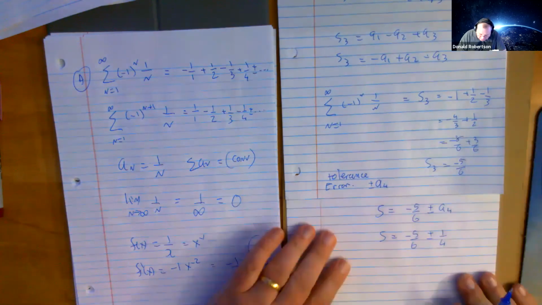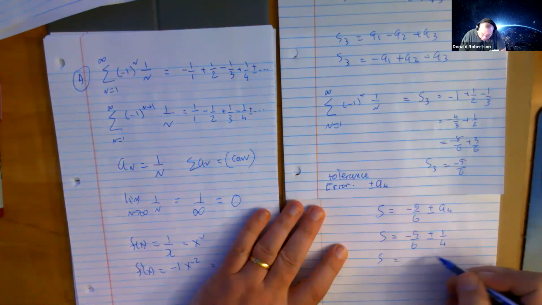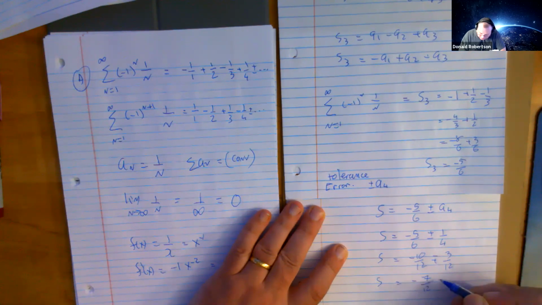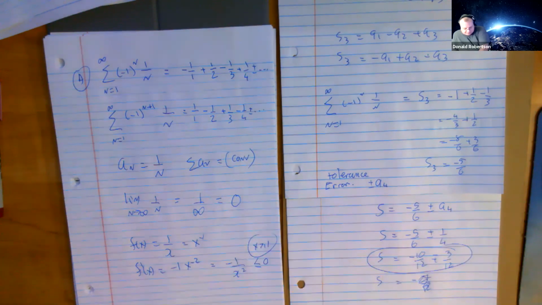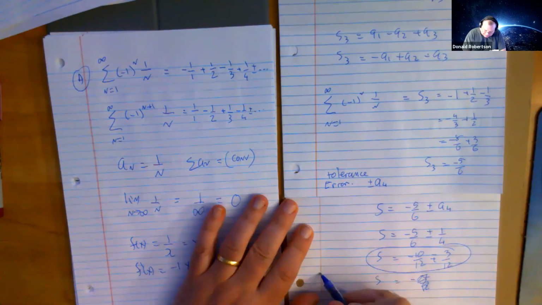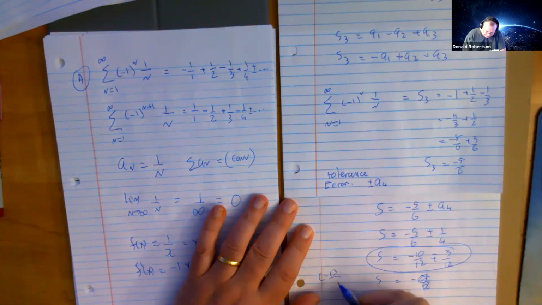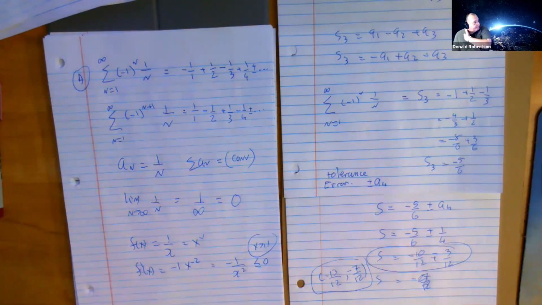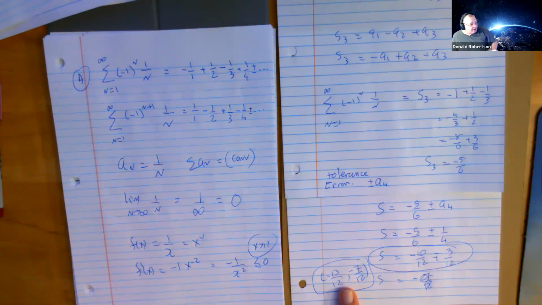And I think I should probably make that look pretty. So how about negative 10/12 plus or minus 3/12? So that gives negative 7/12 on one side, and negative 13/12 on the other. So it could be anywhere between negative 13/12 and negative 7/12, somewhere in that range. Well, that's better than most, isn't it? Most of them you don't know what the heck it's adding up to.